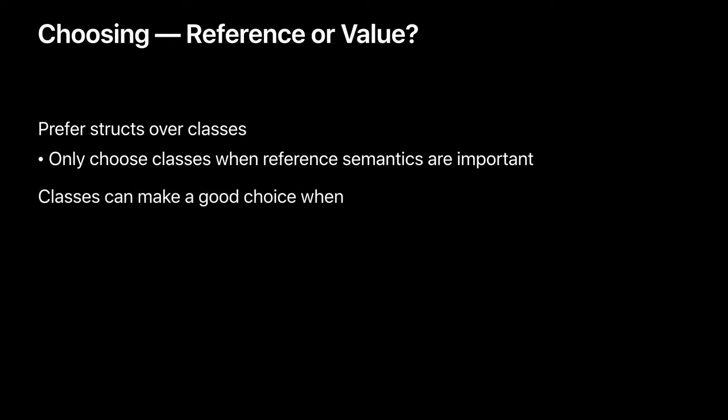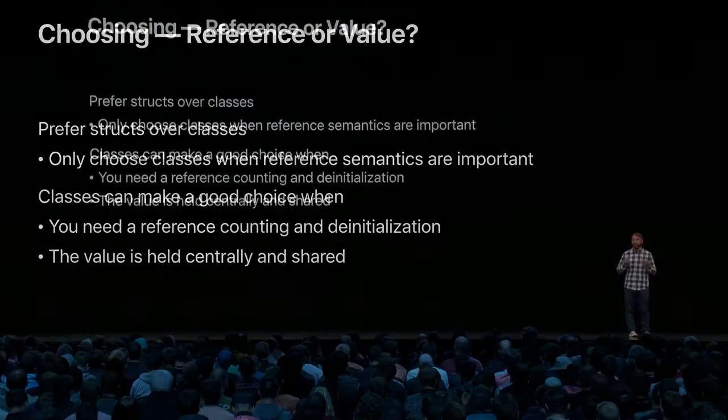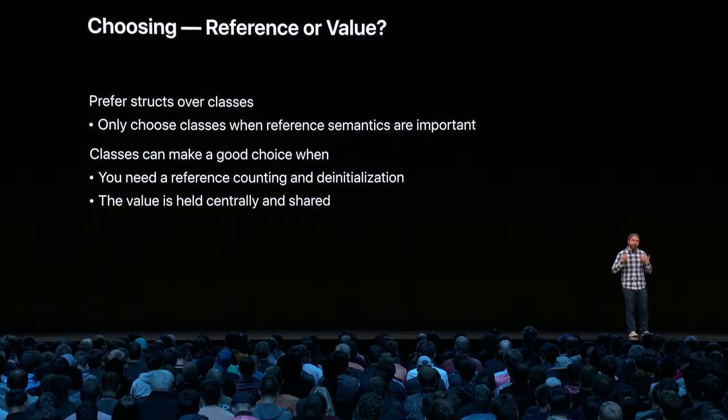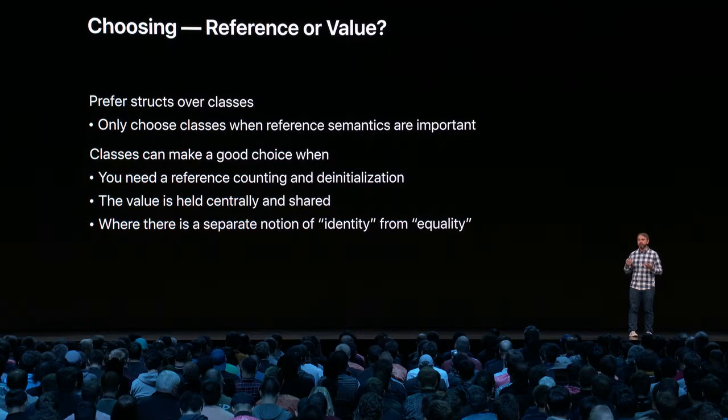Now, classes still play a critical role in Swift. They're essential if you need to manage resources through reference counting, though often you'll want to wrap that class inside a struct, as we'll see shortly. They're also a useful construct if something is fundamentally stored and shared. And importantly, if your type has identity, and that notion of identity is separate from its value, that's often a sign that a class might make sense.